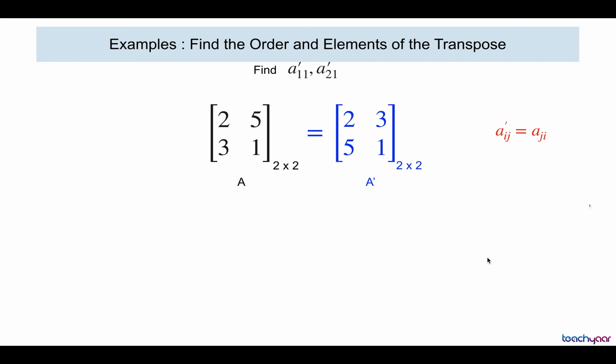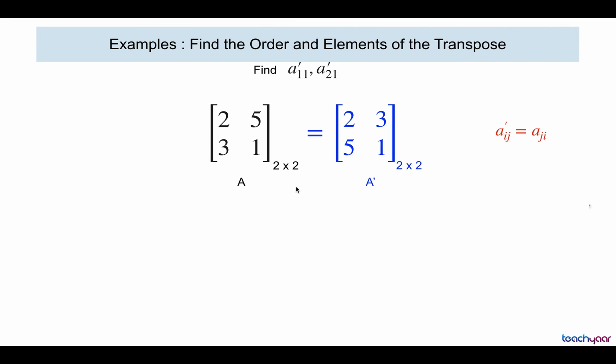So if you look at a square matrix, and this applies for a 2 by 2, a 3 by 3, a 4 by 4, any size square matrix, the diagonal elements, in this case 2 and 1, are unchanged because the index of the diagonal element is the same, right? A1 1, A2 2, so i and j are the same. So even when you flip it, i and j are the same. So the diagonal elements are unchanged, and the off diagonal elements get flipped, right?